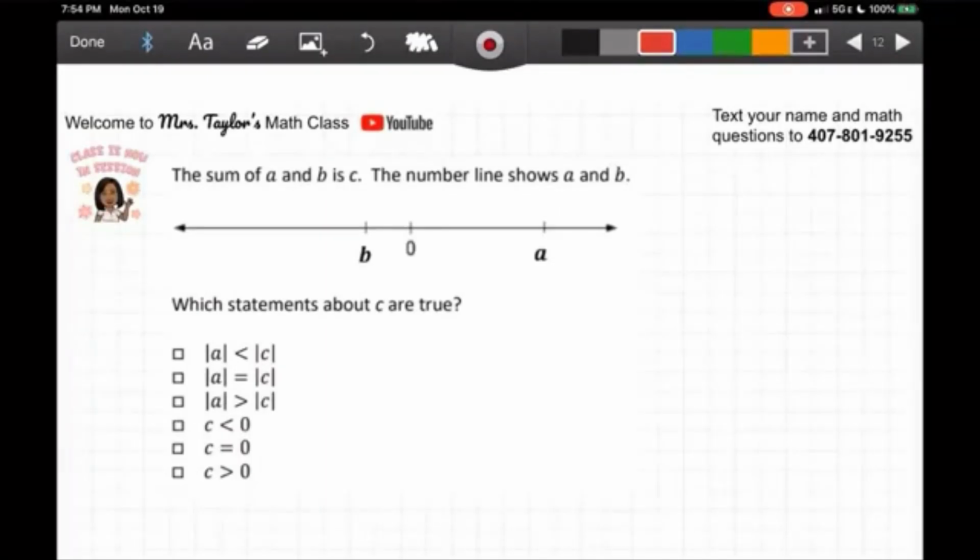So we have the sum of A and B is C. So let's write that down. A plus B is equal to C. And then it's shown on the number line. So what we do know, before we get into which statements are true, we do know that A is a positive number. Let's write down everything we know. We know that B is a negative number.